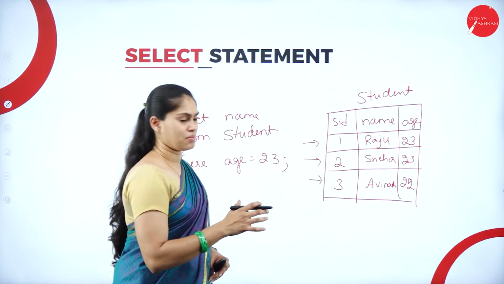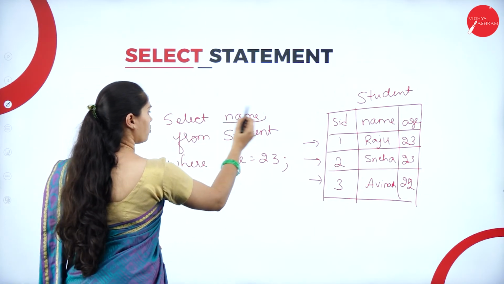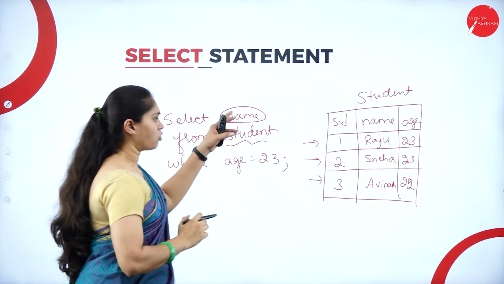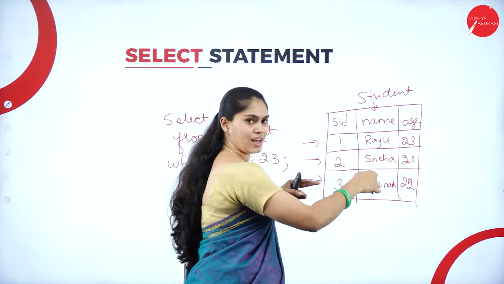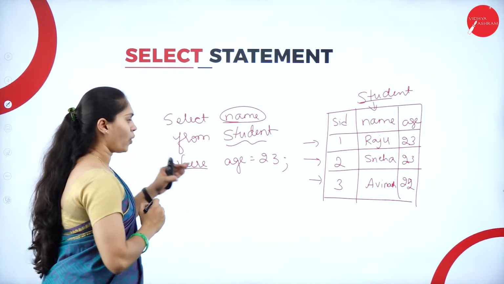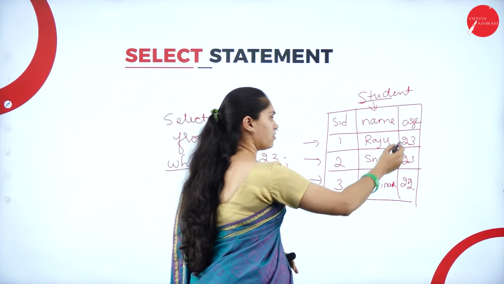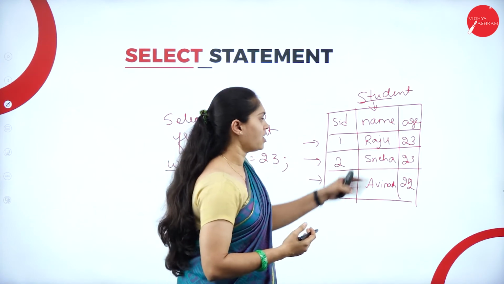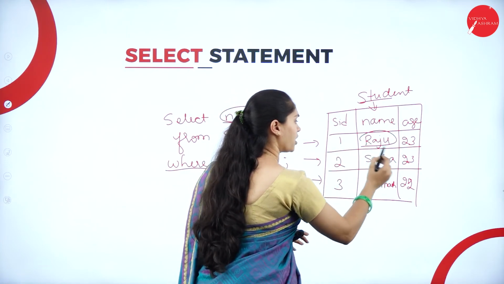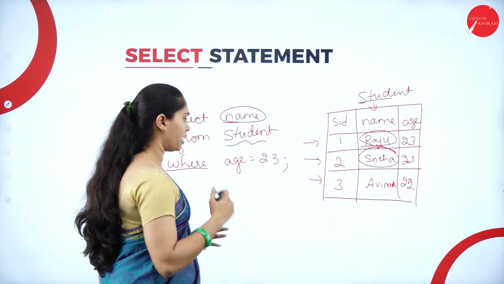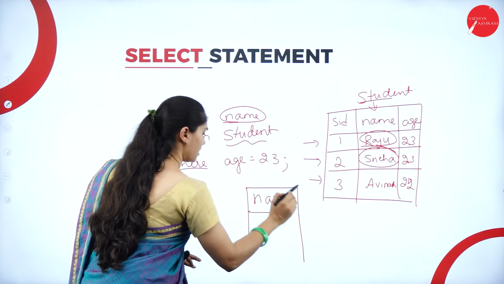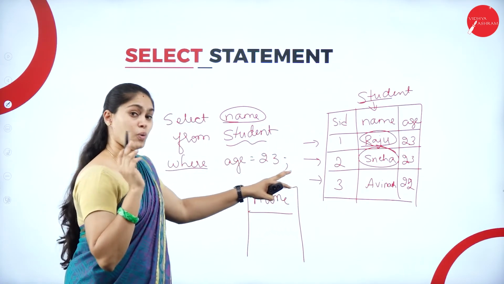I want to fetch a column. So here I have written the code: select name. What do I want to select? I want to select name. From where? From the student table. I want to fetch this name column from the student table, and am I giving any condition? Yes. What is that? Where age is equal to 23. So it is going to match with the age column. The student names whose age is 23, only those will be sent as the resultant table. So what will I get as a result? I will get the name column as a result, and only for those whose age is equal to 23.